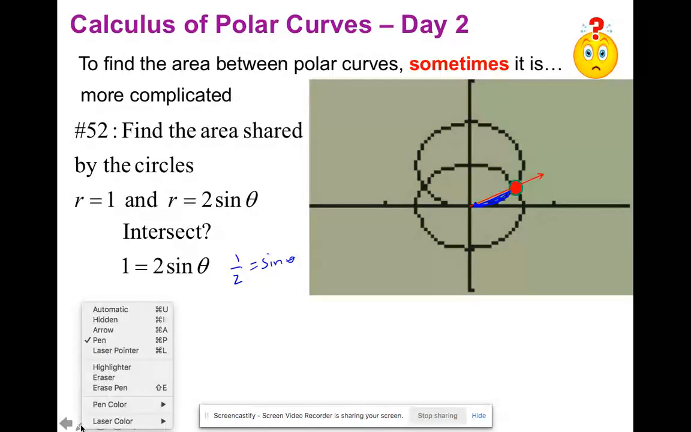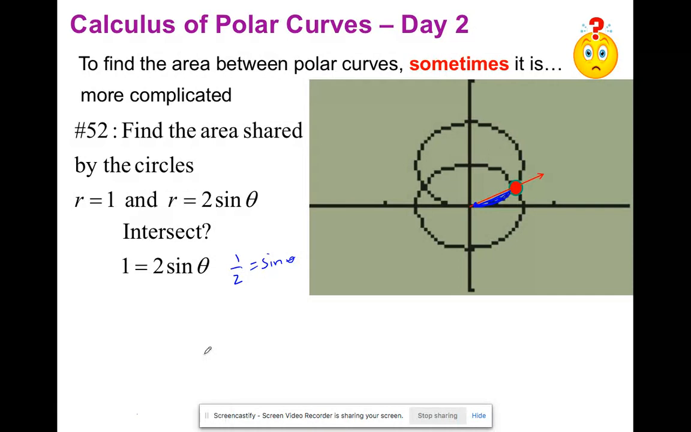Then on the other side of that radius, I need to radiate out to which circle? I need to radiate out to the red one, right? And stop where?